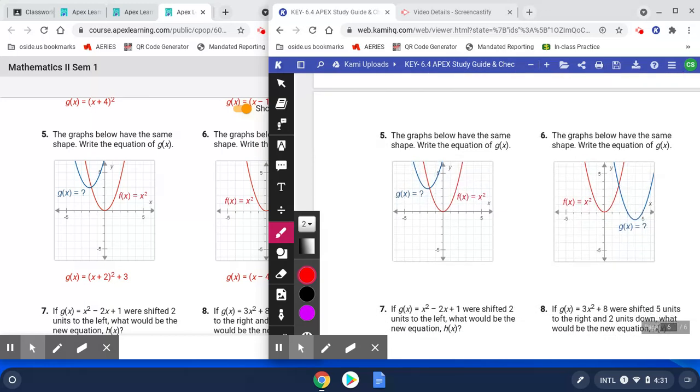All right. Now we're going right or left and up or down. So the new vertex, left 2 and up 1, 2, 3. The new vertex is negative 2, 3. So going into this full x minus h squared plus k, my h is negative 2 and my k is 3. And so the final equation here would be x plus 2 squared plus 3.